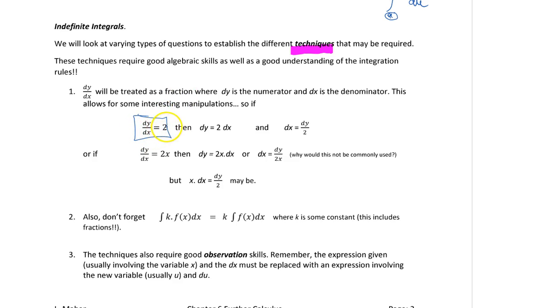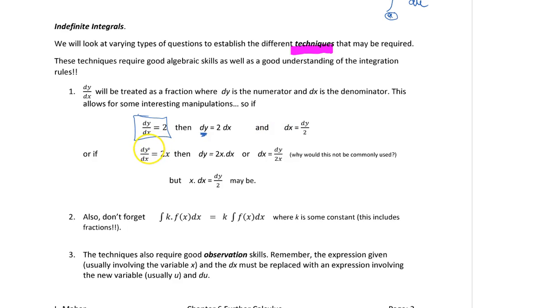Well, you could multiply both sides by dx, and you end up with an expression for dy. dy is 2 times dx. Or you could end up with an expression for dx. Make dx the subject, divide both sides by 2, and you get dy on 2. Why am I talking about these sorts of things? Because there are going to be times when we will have information like this, and we might want an expression for dy, or we might want an expression for dx. Just keep it in mind. This is where they actually come from.